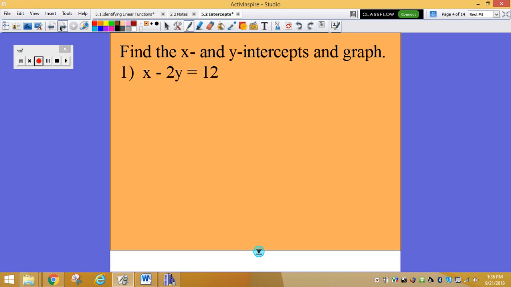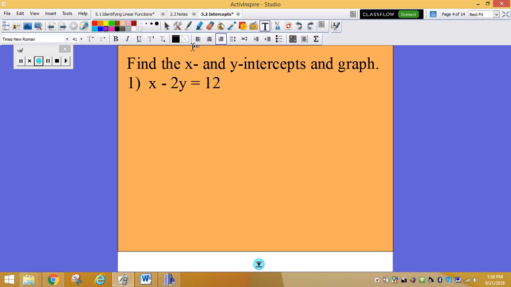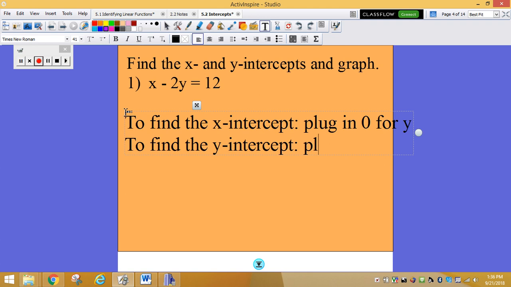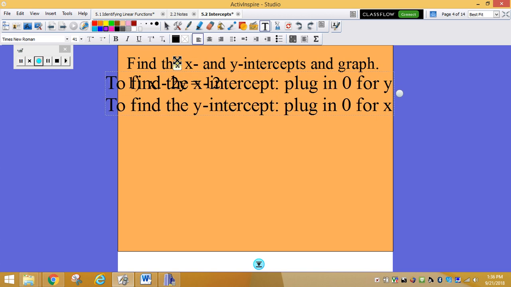Okay, what do you do if it's not graphed? Well, it's pretty easy. To find the x-intercept, you plug in... I'm going to type this because you do need to write this in your notes. To find the x-intercept, plug in 0 for y. To find the y-intercept, plug in 0 for x. Okay, put that in your notes. You're going to need that.